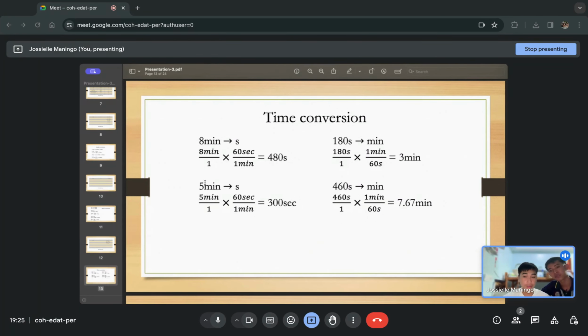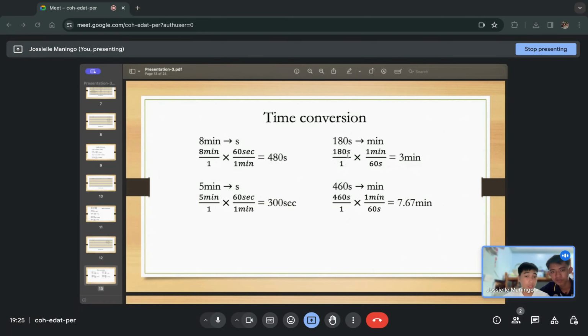Then 5 minutes to seconds, guys, is 5 minutes over 1 times 60 seconds. So that the minute cancels out, we need to put this in our mind, to cancel out, cross. 1 minute is equal to 60 seconds. 5 times 60 equals 300 seconds.